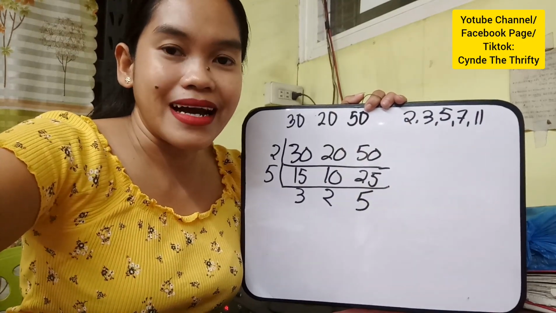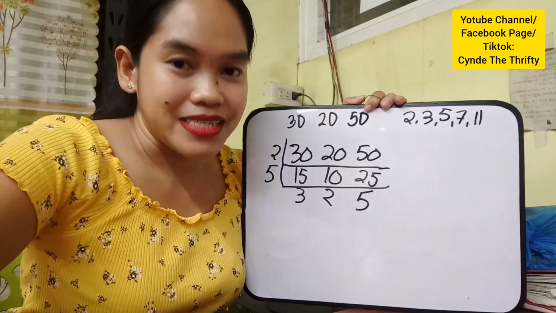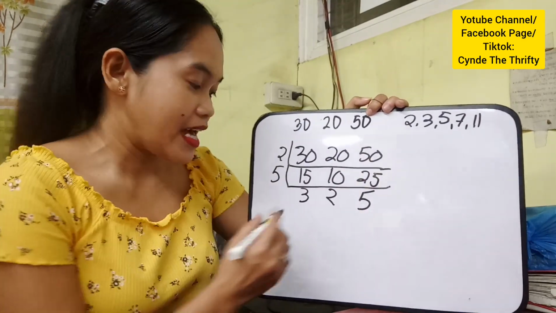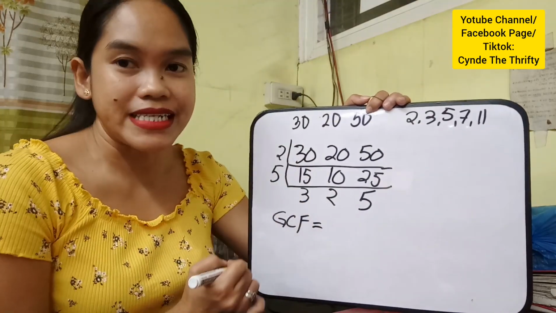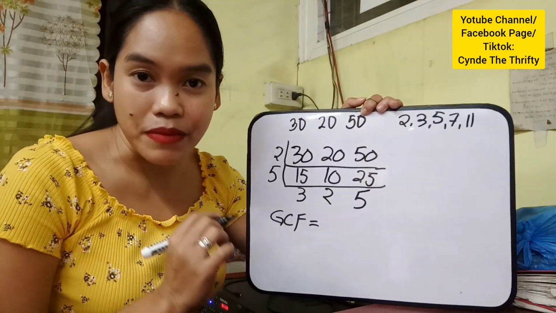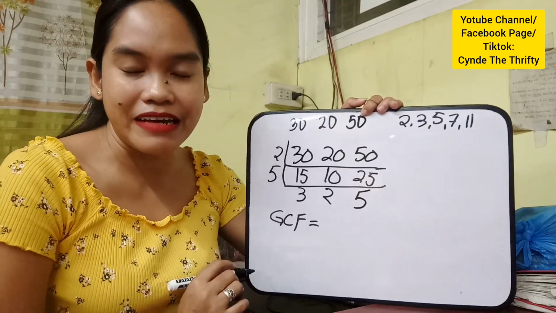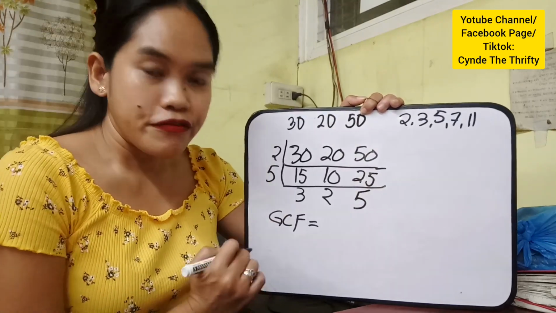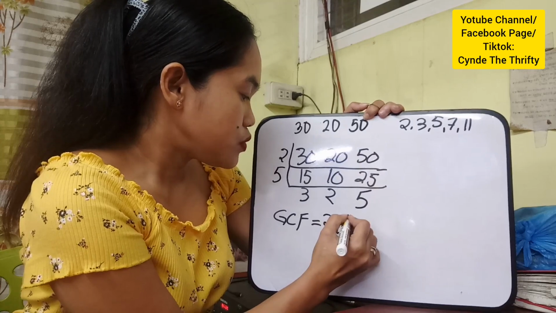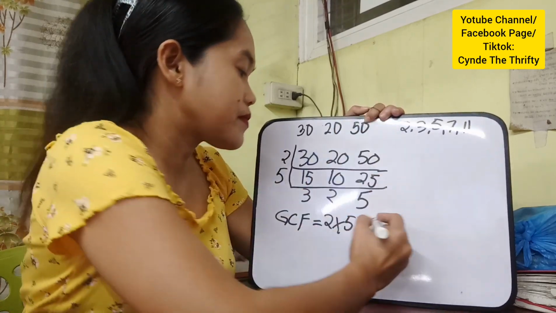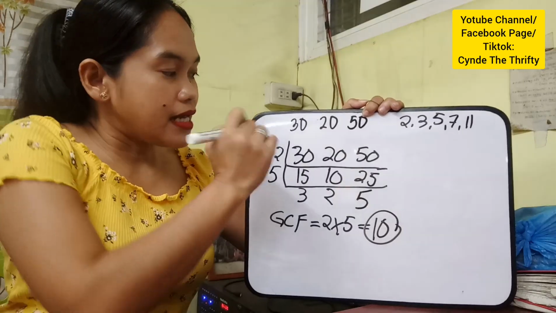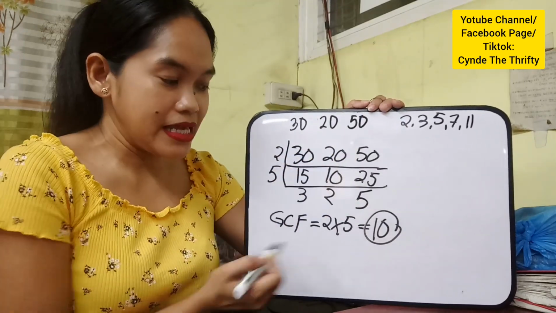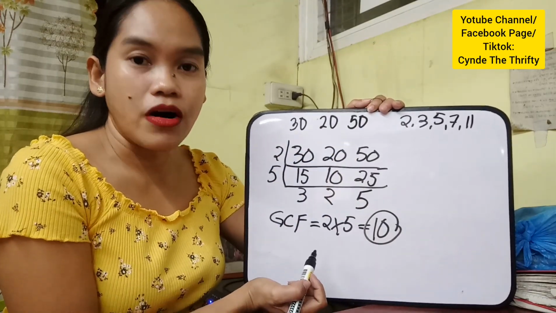At isolve na natin ang ating GCF at LCM. Paano nga natin ulit kunin si GCF? So, si GCF is yung number na dito na nasa left side natin. So, yun ang i-multiply natin para makuha natin ang GCF. So, ano yung number na nasa left side natin? 2 at saka 5. So, ibig sabihin, 2 times 5 is equal to 10. So, ibig sabihin ng ating GCF ng numbers na 30, 20, and 50 is 10 ang kanyang greatest common factor.